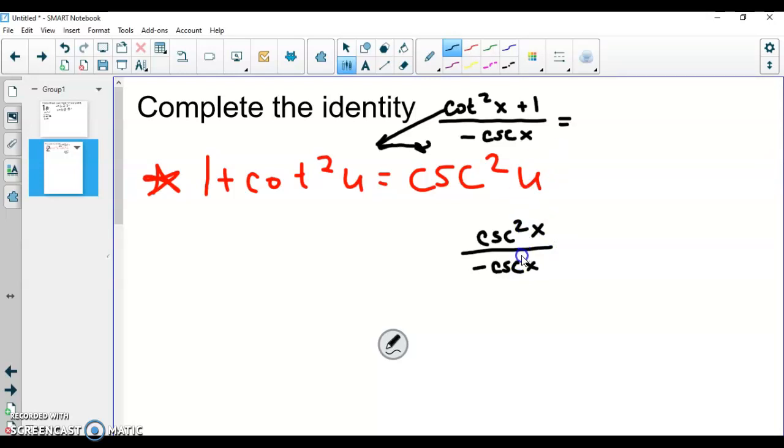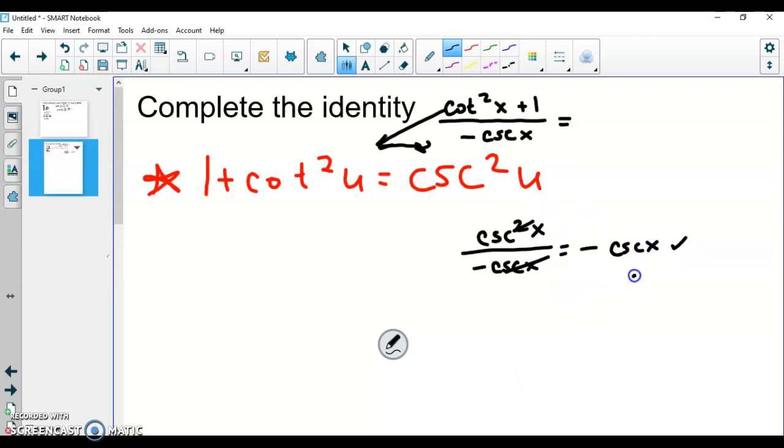This is just like if I had x squared over x, what would happen is I would subtract my exponent, and my negative carries on. Positive and negative would leave me as a negative. I would just subtract my exponent, and I would end up with cosecant x, negative cosecant x. Okay, so that identity would reduce to be that.